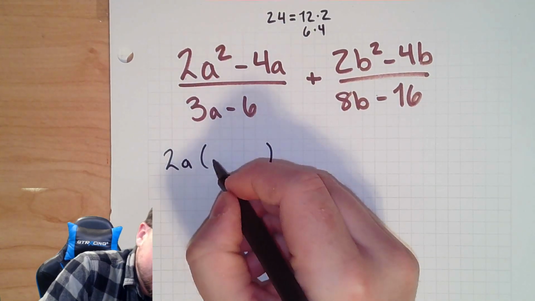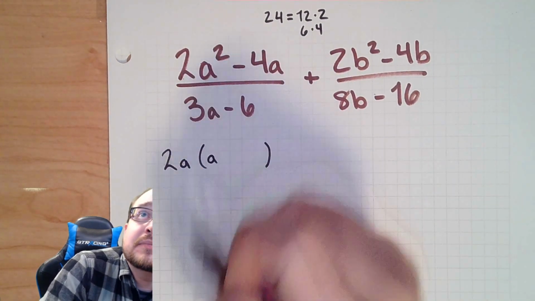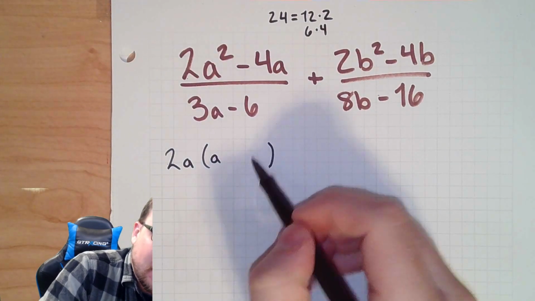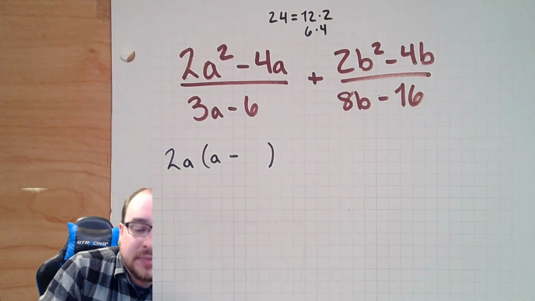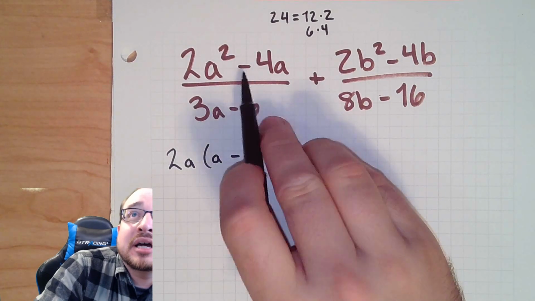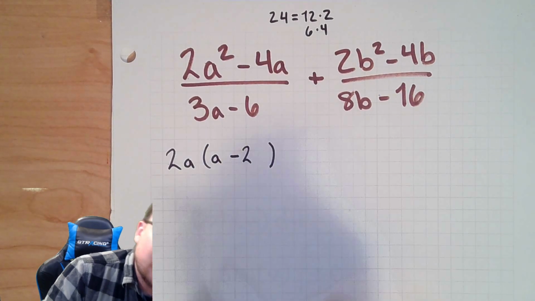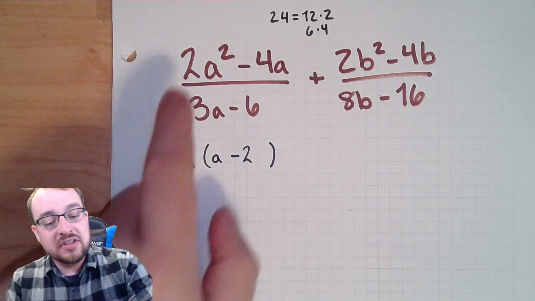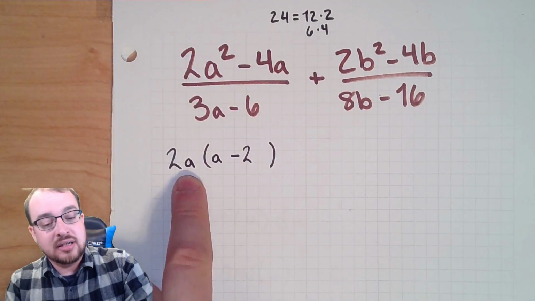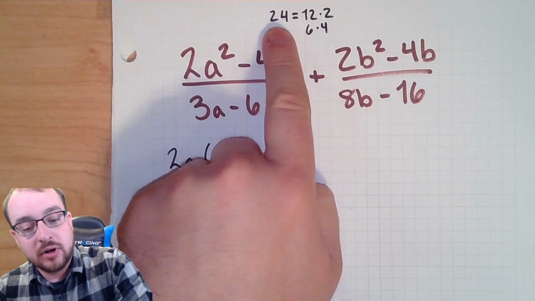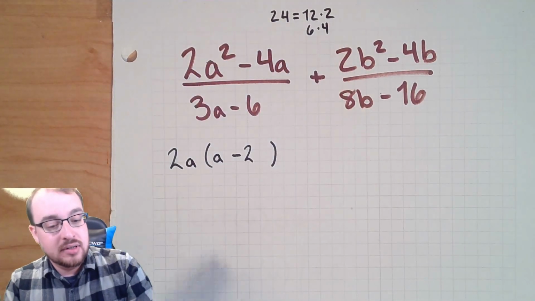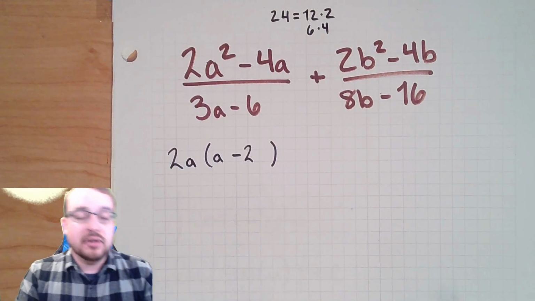So 2a times a gets me 2a squared. And then 2a times what gets me this? Well, clearly a negative, right? 2a times a negative something gets me negative 4a. Well, if I double it, I'm going to get 4a. So that's what I need. So this can be rewritten as 2a times a minus 2. Just like 24 can be written as something times something, this could be written as something times something.